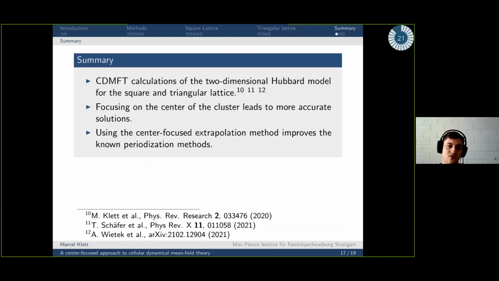And with this, I want to come to a conclusion and I want to summarize my talk. So what I did was CDMFT calculations of the two-dimensional Hubbard model on the square and triangular lattice. And in both cases, we use this center-focused idea. So we just use the center for discussing results of our calculations. And in the square lattice, I also presented this center-focused extrapolation idea to improve the known periodization methods.